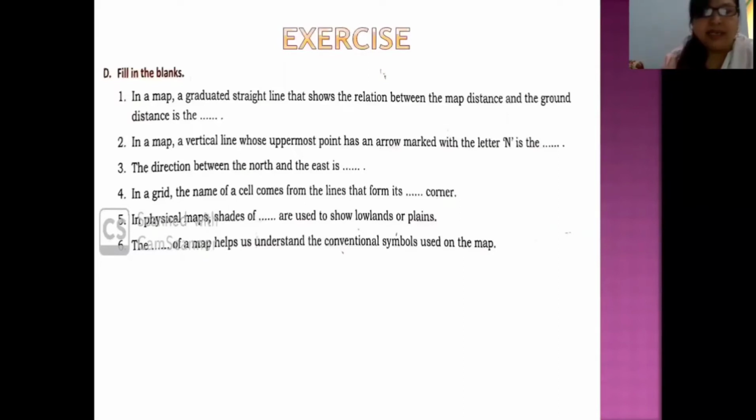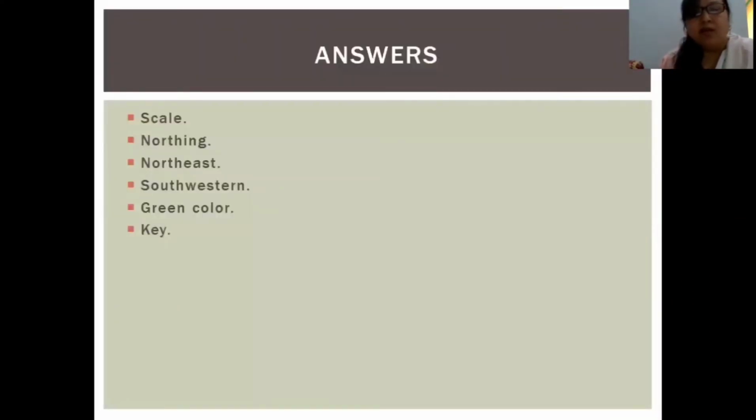Next is, in a map, a vertical line whose uppermost point has an arrow marked with the letter N is the, what we studied, N indicates the north. So the answer is north. Number three, the direction between the north and the east is called northeast.